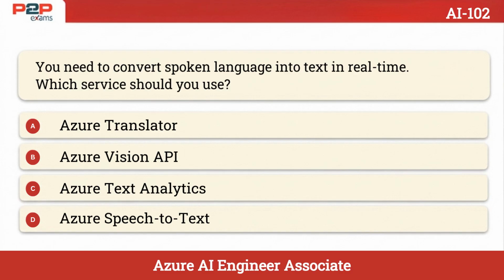Question 4. You need to convert spoken language into text in real time. Which service should you use? A. Azure Translator. B. Azure Vision API. C. Azure Text Analytics. D. Azure Speech to Text. Pause for a few seconds and consider your answer.